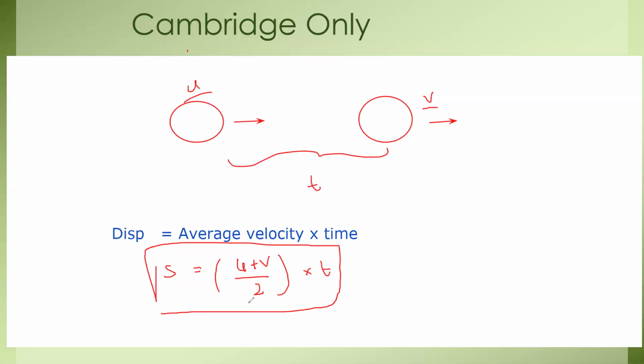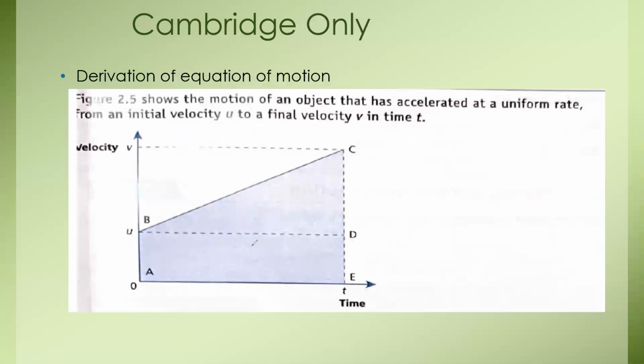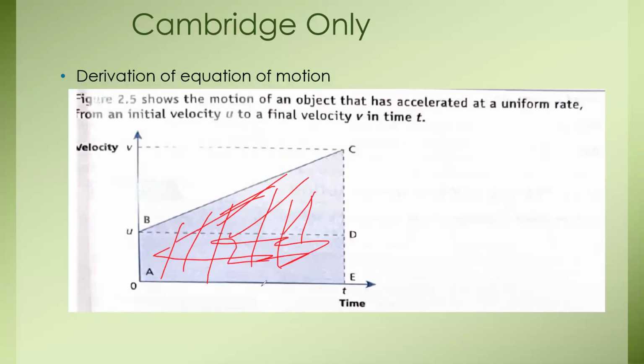Is it clear now, the second equation? Now the third equation: in a velocity-time graph, the area under the graph will give us the displacement. This total area, what does it give us? It gives us the displacement.